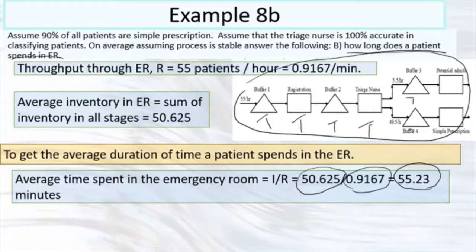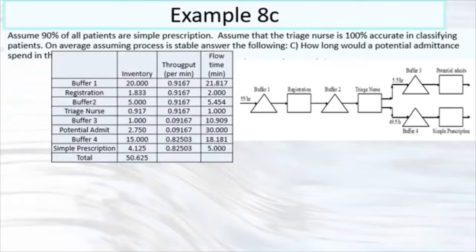Now, if you were to calculate the time for each station, calculate the T's and add them all up, taking into account the weights, where 90% of our patients are going to be simple prescription and 10% potential admits, you will get the same answer. Now, part C of the question is asking how long would a potential admit spend in the ER. What we're going to do is add up all the different stations or stages that the potential admits will go through.